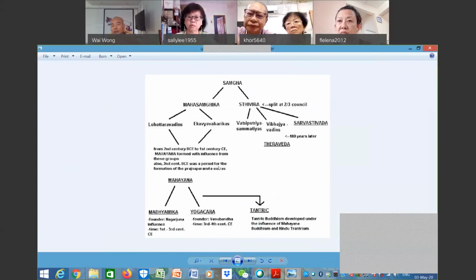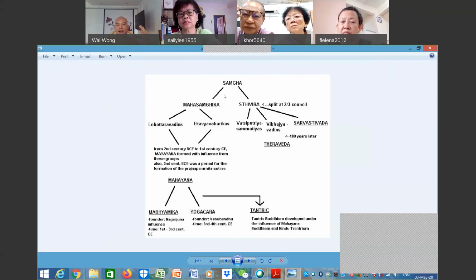Let's take a look. About 500 years before Christ, there's a Sangha community after Buddha's Parinibbana, right? About 100 years after the Buddha's Parinibbana, Buddhism split into Mahasamgika and Sthavira. And remember, from the Sthavira, it split again into the Sarvastivada. This is the school which provided the majority of the texts for Mahayana.